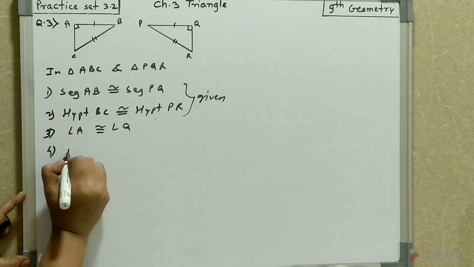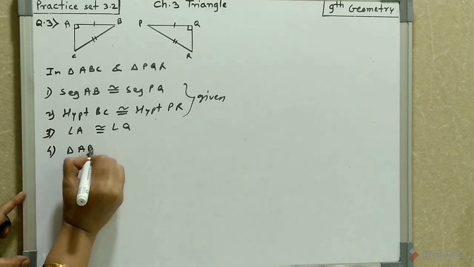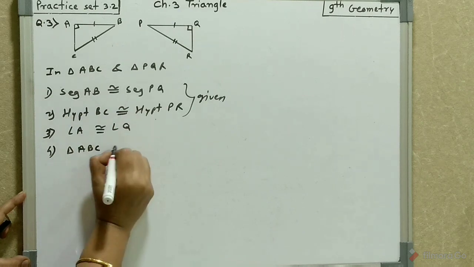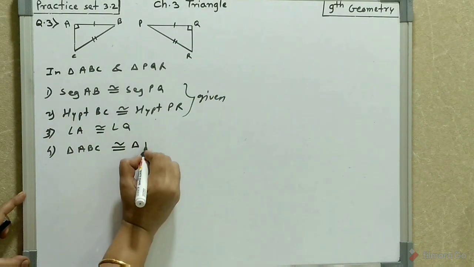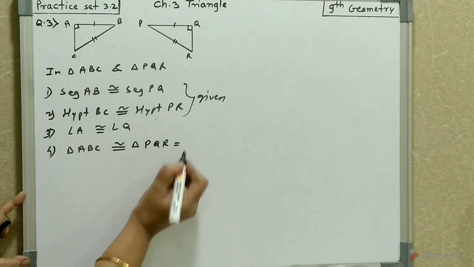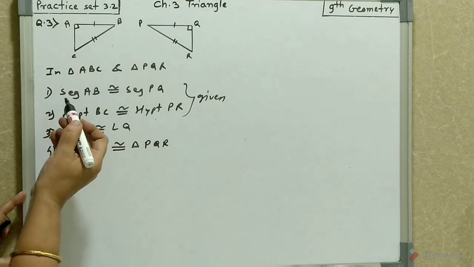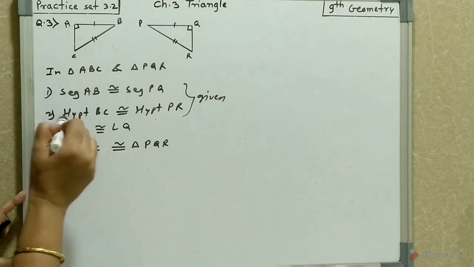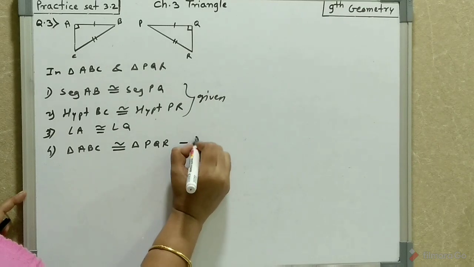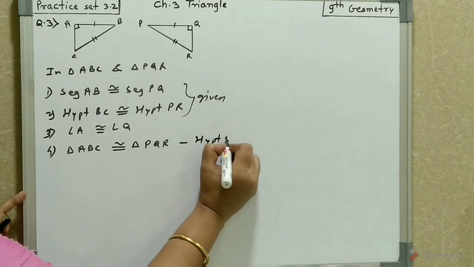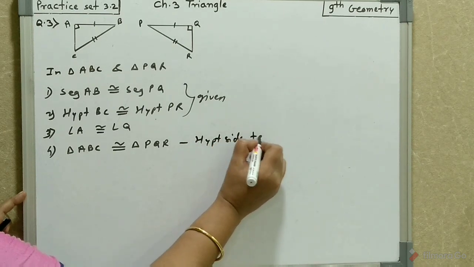And the fourth one, that is triangle ABC. Our three pairs are complete. Congruent to triangle PQR. By which test? Hypotenuse is given here, so hypotenuse side test. So I write here hypotenuse side test.